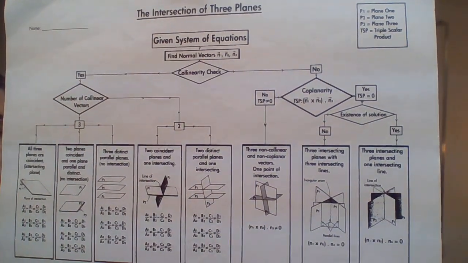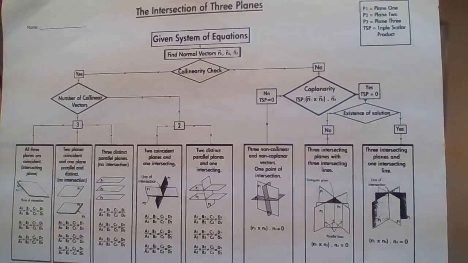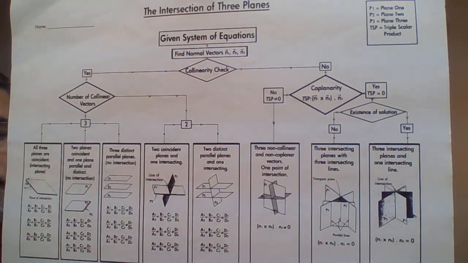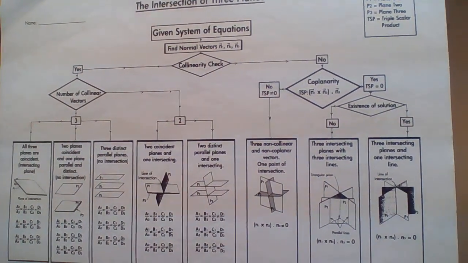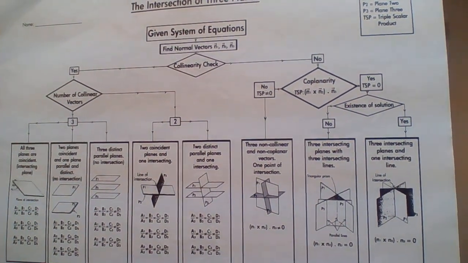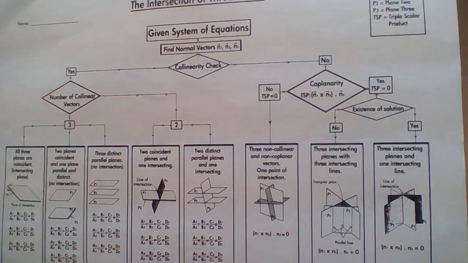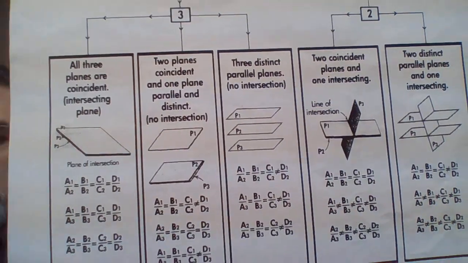collinear vectors. If you have three collinear vectors, then it means that the three planes are actually parallel, but they could be parallel and coincident, or they could be parallel and distinct. And there's three scenarios in the flowchart, as you see. And it's like this case here. Maybe you can see it better now.